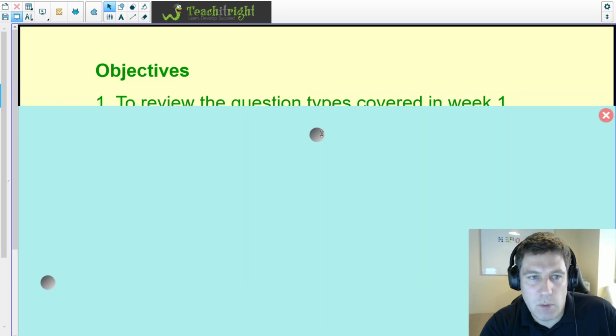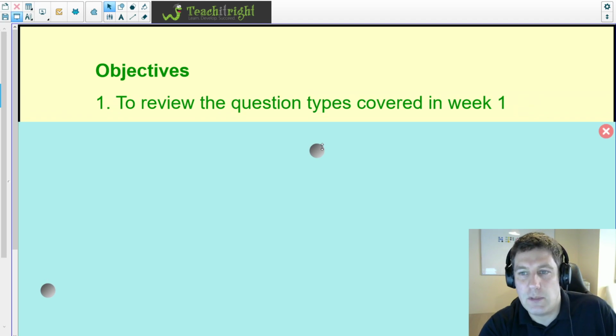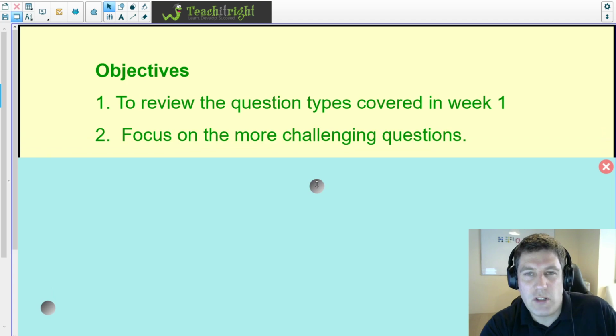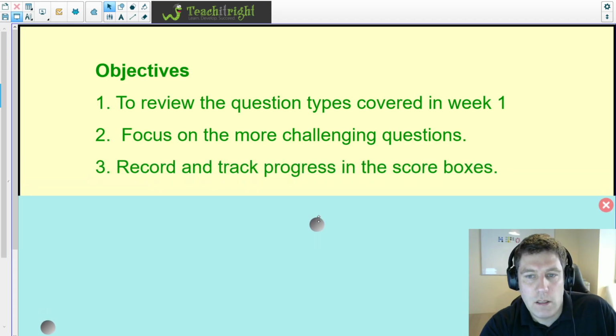So what's the focus? The focus is to review the question types covered in week 1. Week 1's homework, we're going to be reviewing those question types and looking through the answers. I'm going to focus on some of the more challenging questions, so you're clear about what the answers are and any that you need explained. It's also a really good idea to record and track progress in the score boxes. In any of the score boxes, write out how many out of 10 you managed to get, and it keeps a good record of what you've done.